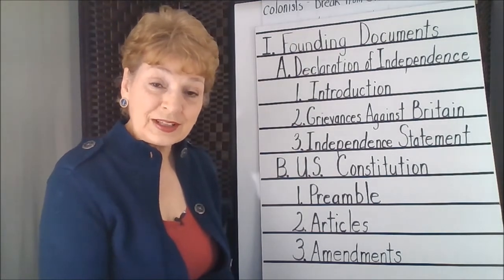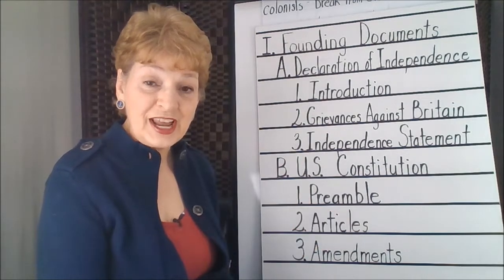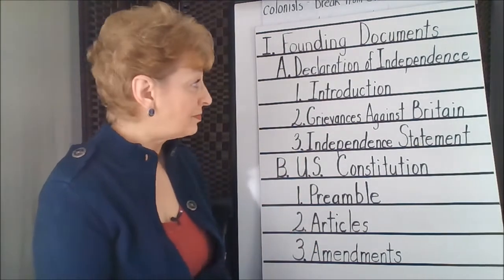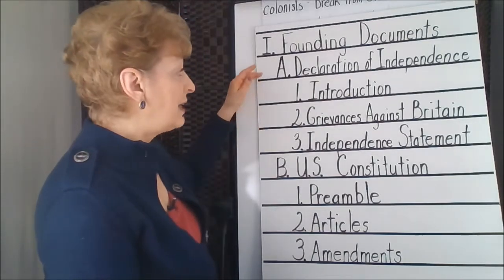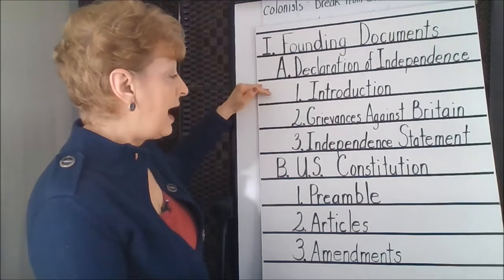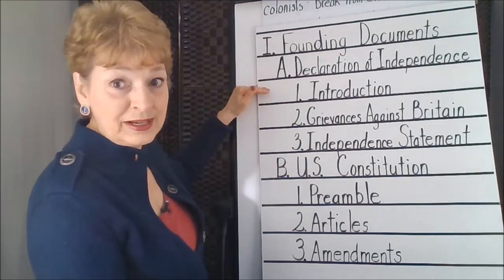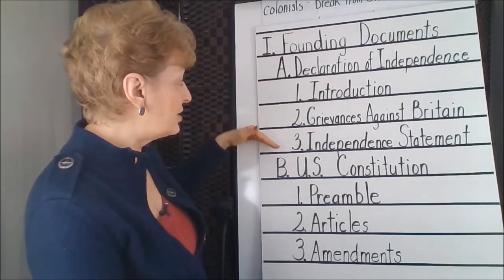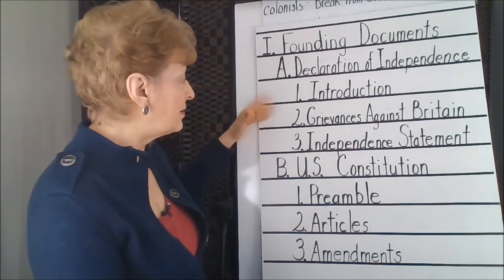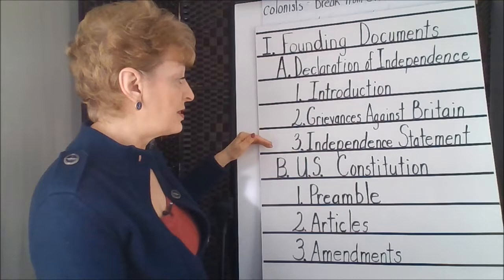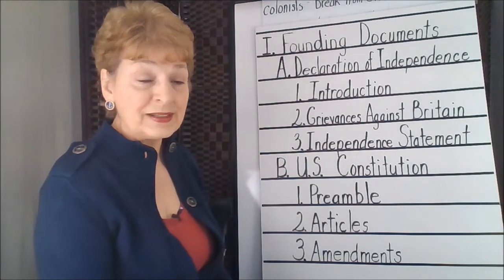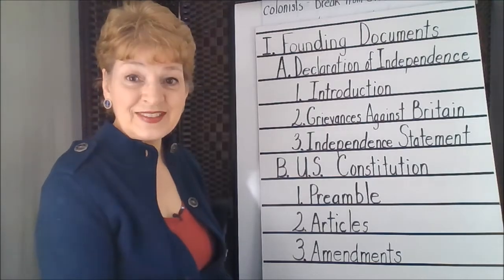So you're going to have to be on the lookout for where the paragraphs change and where the ideas come and go. I've chosen the Declaration of Independence, which is one of our founding documents. It has, in my opinion, three different sections to it: an introduction, grievances against Britain are explained, and then there's an actual paragraph where an independence statement is given. So let's give this some practice.